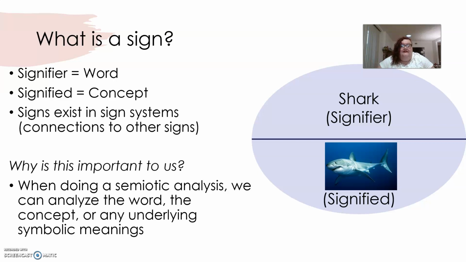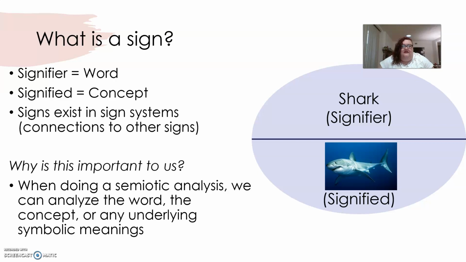If we're analyzing the signified, we might think about the value that gets attached to sharks. What do we think about when we think of sharks? In most cases, we think that they're going to attack us, right? They're predators, they're scary, they're dangerous. We have all of these values attached to the shark. And then we can consider any other underlying symbolic meanings that have to do with the shark.